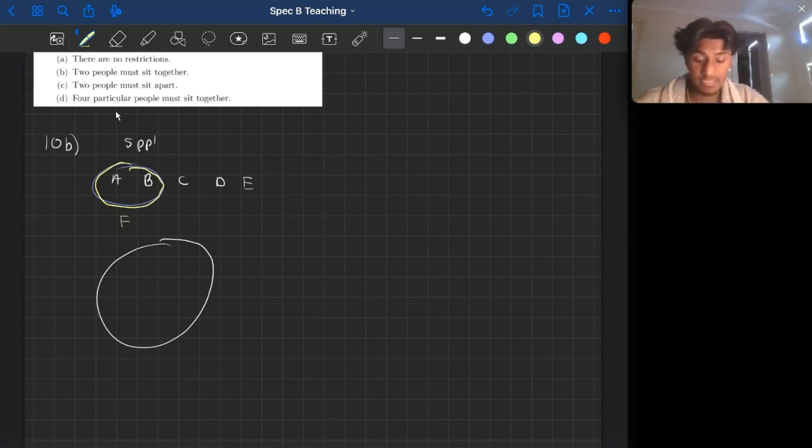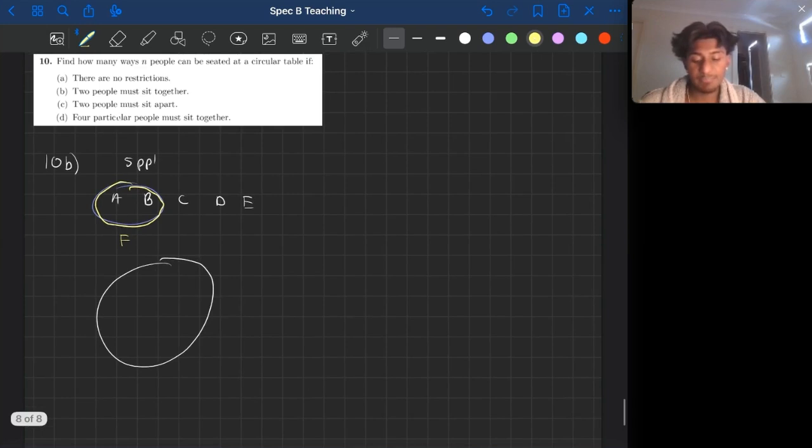So now we have person F, person C, person D, and person E. So we have 4 people, right? From question A, we know if there are n people sitting in a circle, it's n minus 1 factorial. So if there's 5 people where 2 have to be together, then there's 4 groups of people, because we group 2 people together and keep the other ones in their own individual groups. So there's 4 groups, so it's going to be 3 factorial.